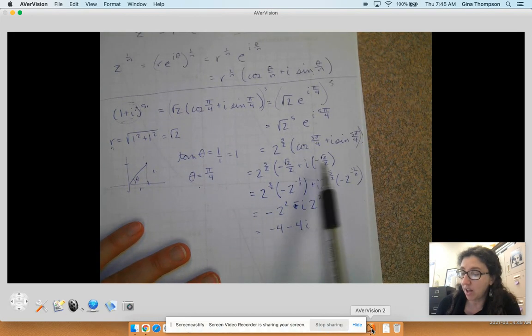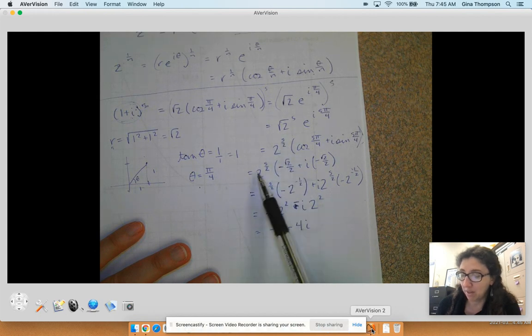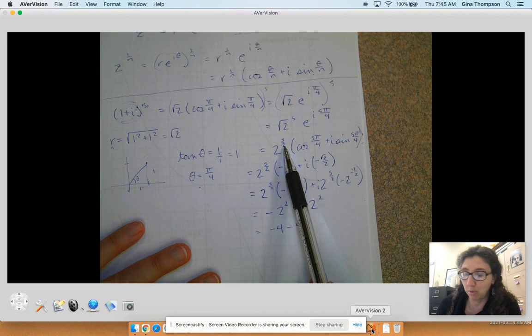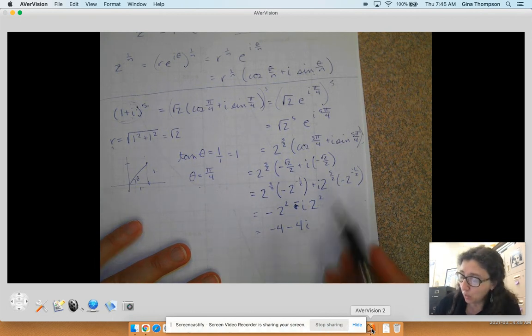And now we just evaluated these. And maybe it would have been easier to leave this as square root of 2 to the 5th. I don't know. I made things a little bit complicated by writing this with a rational exponent. But then we just multiplied it out, right? This was just multiplying things out until we got this form of our number.